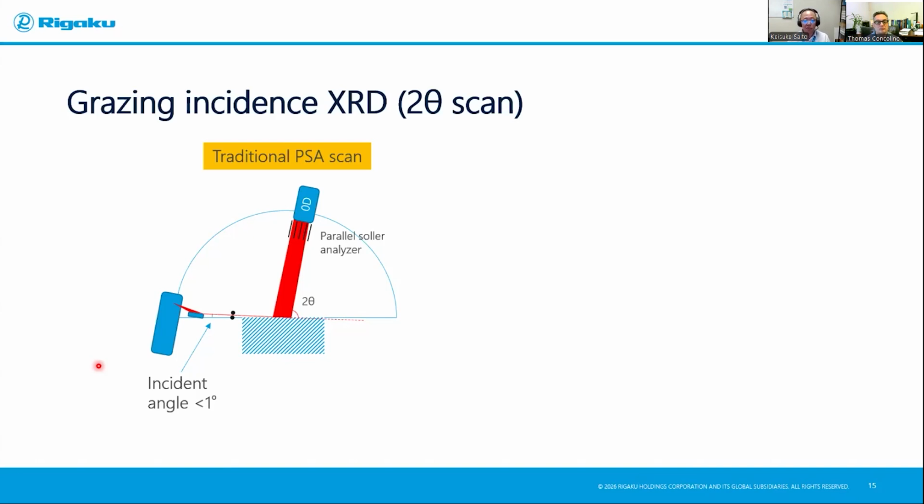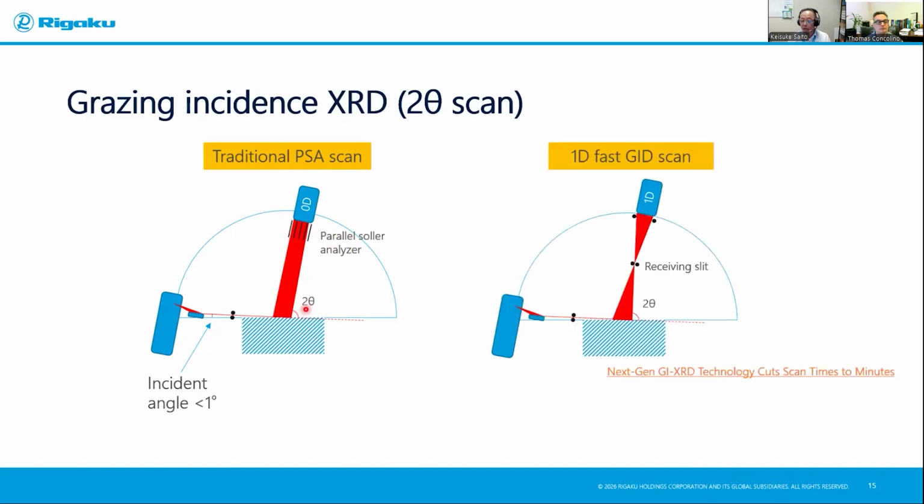This is an out-of-plane scan, which means the detector is scanning out of the plane. However, the incident angle here is kept very shallow, like an in-plane scan. That's why this is still a grazing-incidence diffraction. With the traditional PSA, parallel soller analyzer, you place the soller analyzer in front of the detector to resolve the 2 theta angle here.